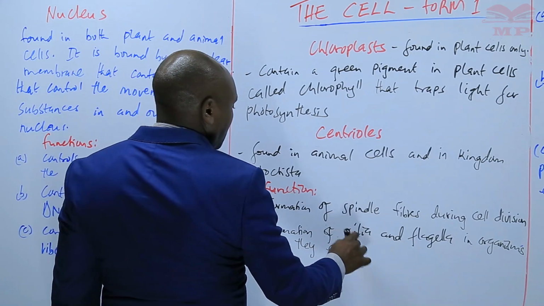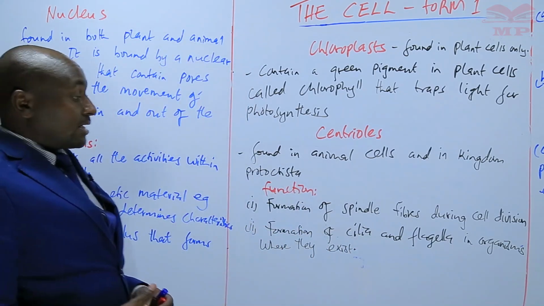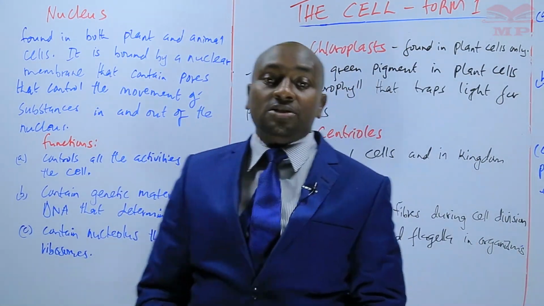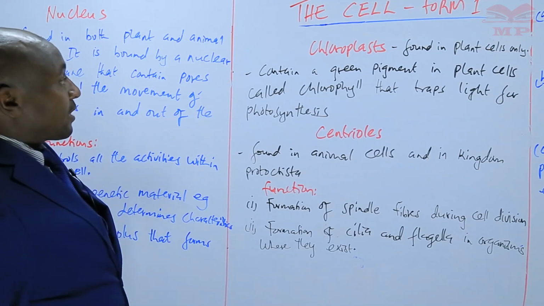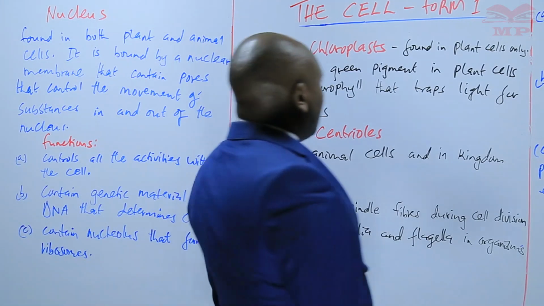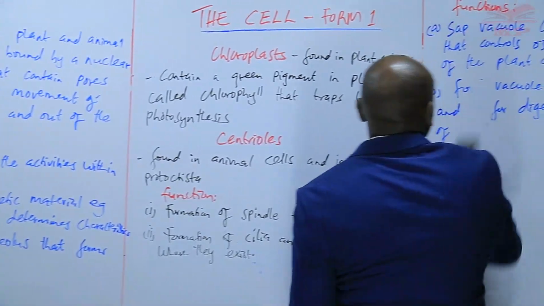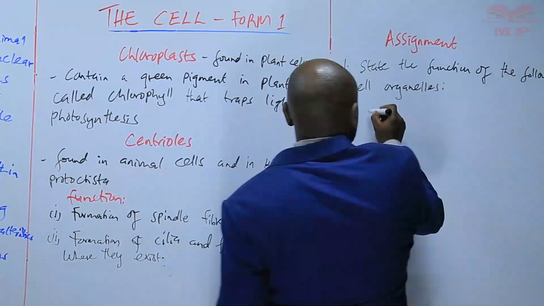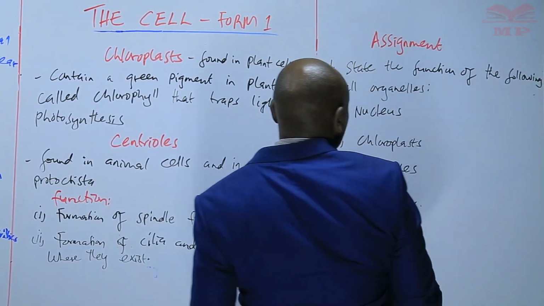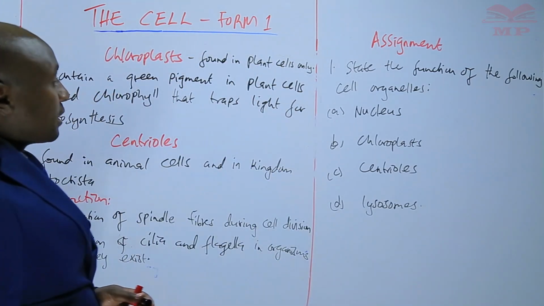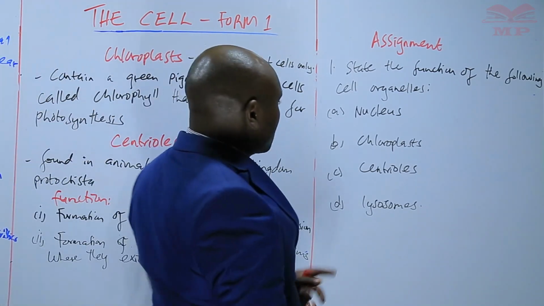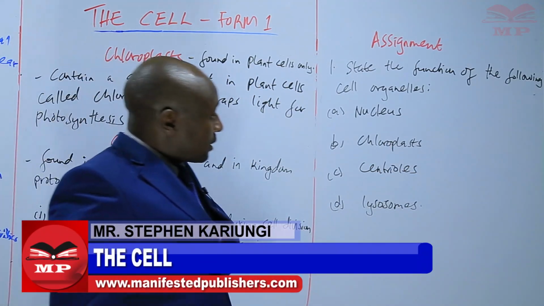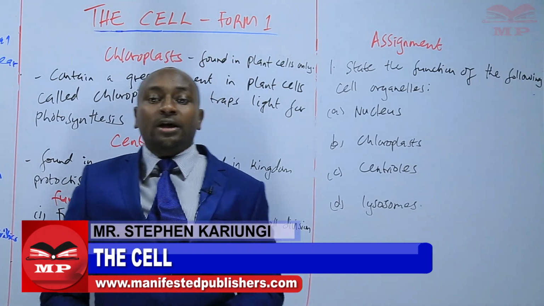So basically, those are some of the structures that we have within the cell. We have discussed the various structures found within the cell, both in plant cells and in animal cells. So state the function of the following cell organelles: the nucleus, chloroplasts, centrioles, and lysosomes. So we'll stop there.